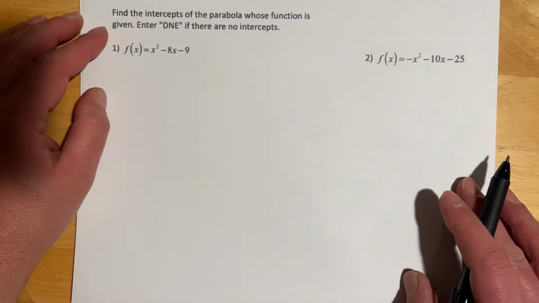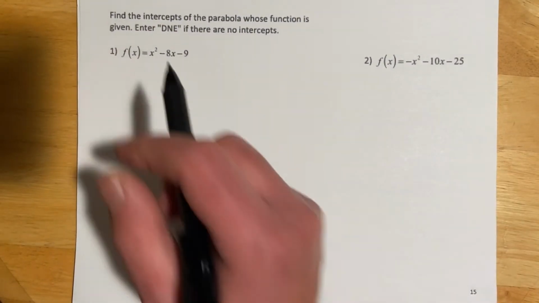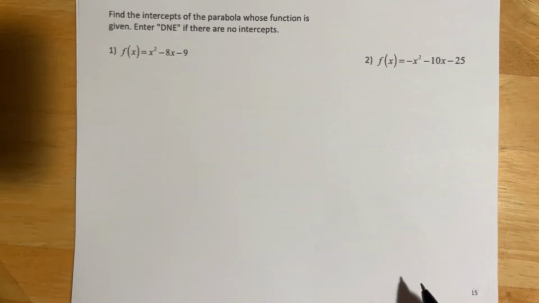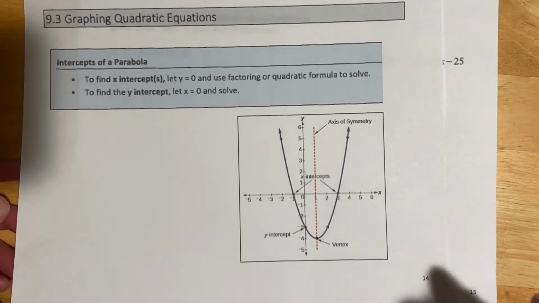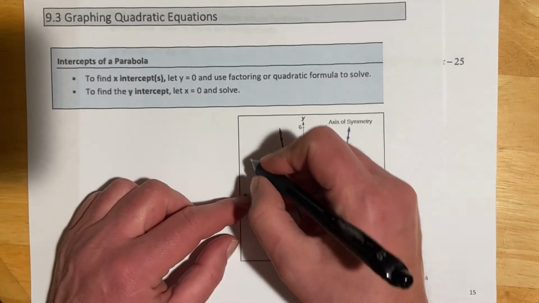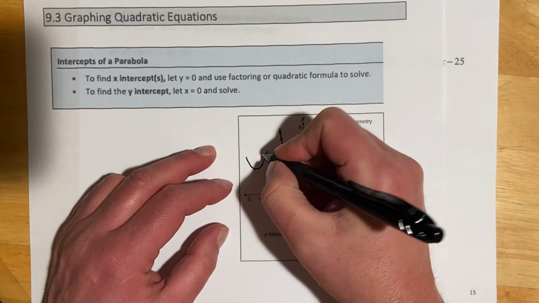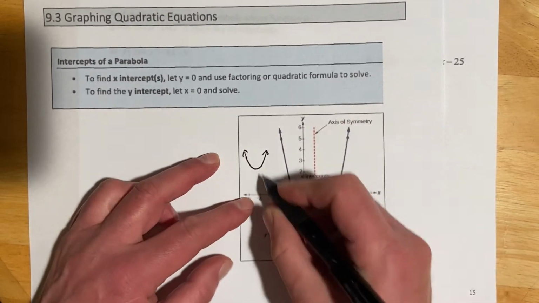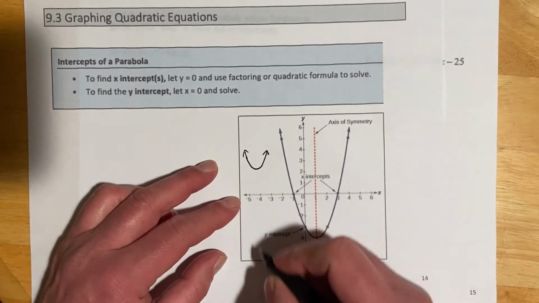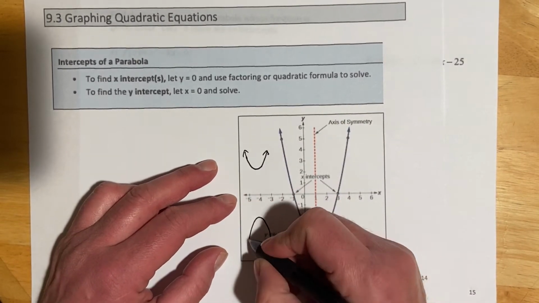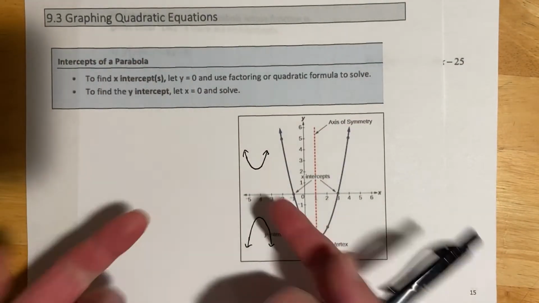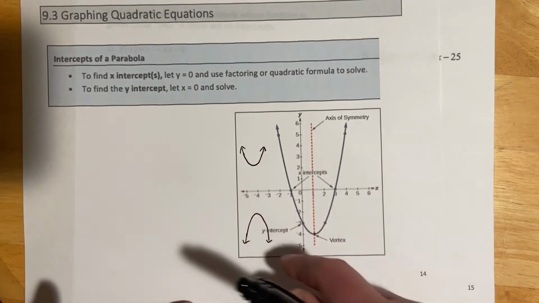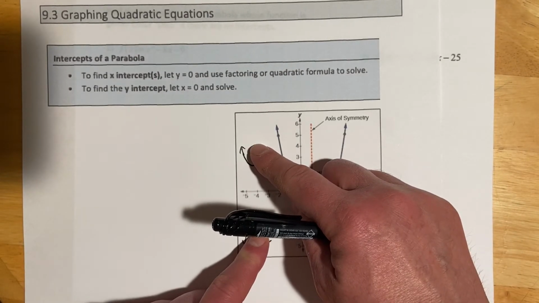So, first up we have: find the intercepts of the parabola whose function is given, enter DNE if there are no intercepts. You're always going to have a y-intercept, but it's possible for a parabola to be opening upwards and be above the x-axis, and so it wouldn't have x-intercepts. Likewise, it could be opening downwards and already below the x-axis, depending on what the translation is. So those are cases where it would be a DNE.